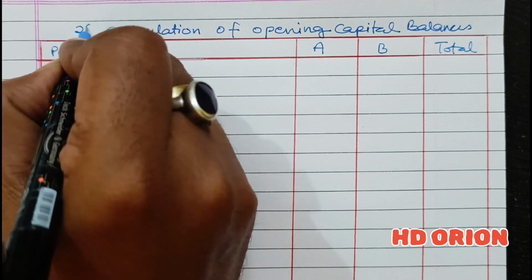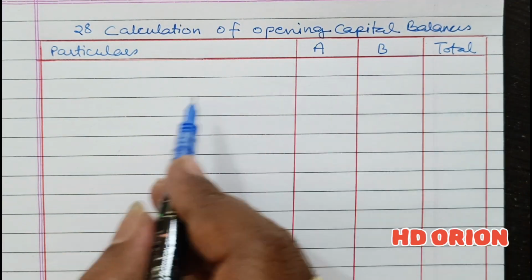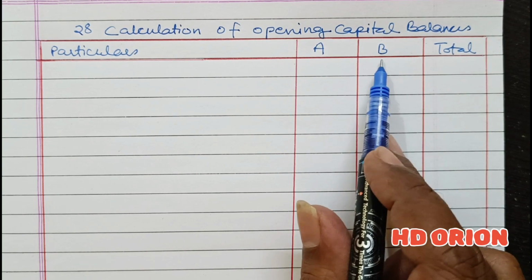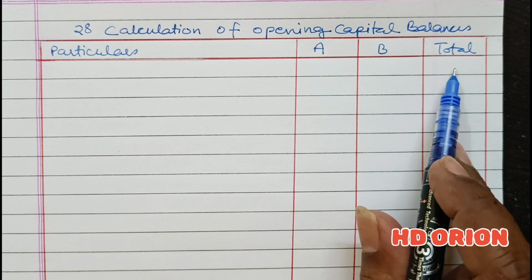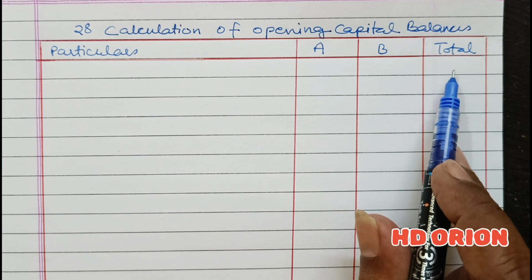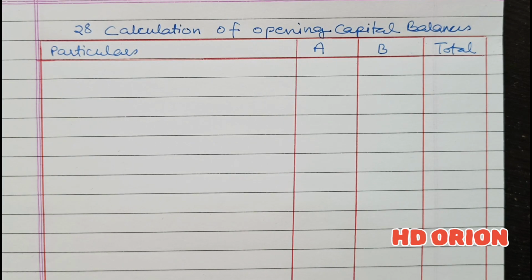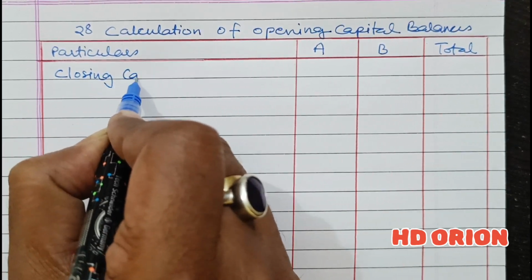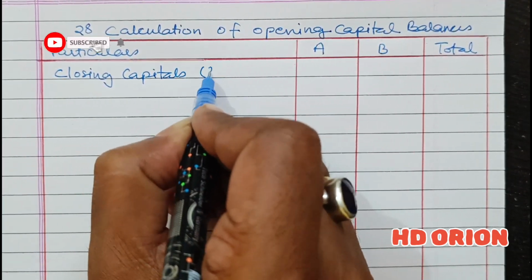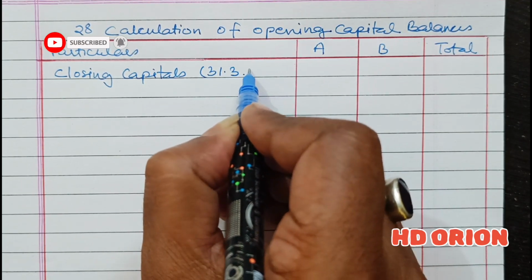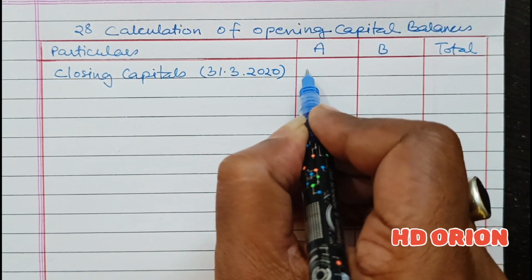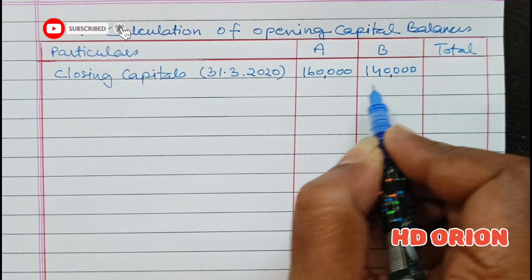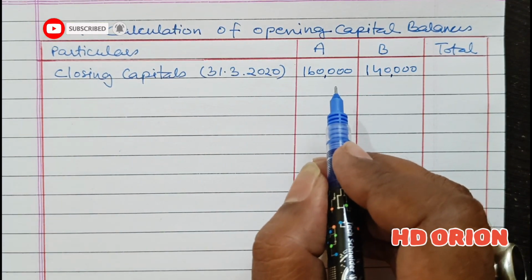So solution 28 we will see. We will calculate opening capital balances by this table. In this, all the amounts related to A will be written here, B will be written here, and here is the total. Fine, because we need this total column also to calculate opening capital balances. Now, closing capital balances are given to us, that is on 31st of March 2020. A's balance is rupees 1,60,000 and B's balance is rupees 1,40,000. These are closing balances after drawings.